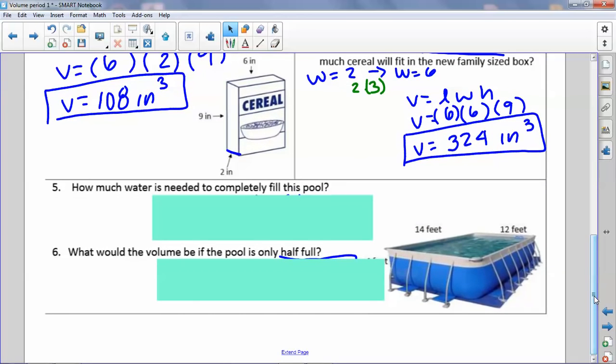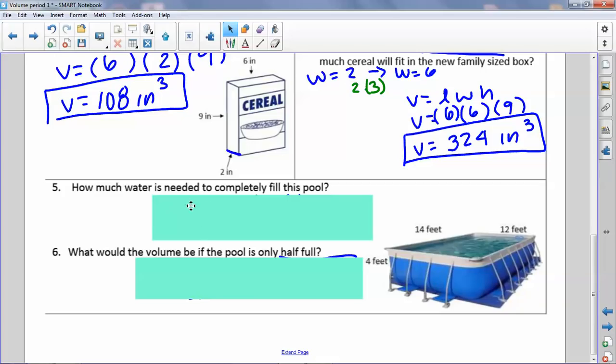Now, going to examples 5 and 6. So here, question 5 is asking us how much water is needed to completely fill this pool. So we have this swimming pool, we want to know how much water needs to go inside. So here, we know the pool is 14 feet by 12 feet with a depth of 4 feet. And remember, depth and height are interchangeable here. This time it's deep and not necessarily above.